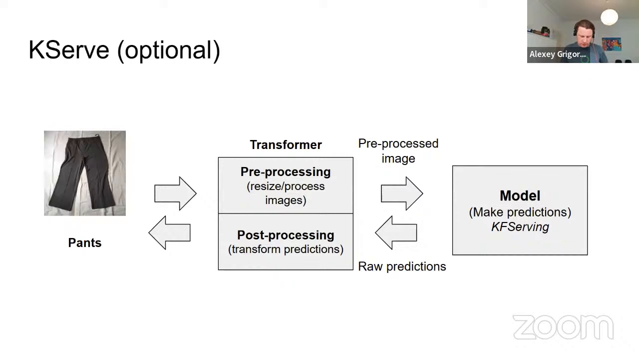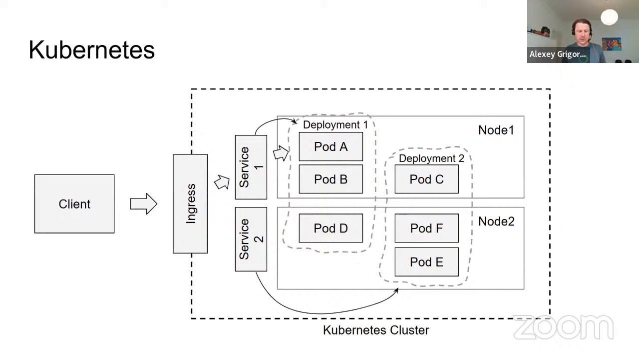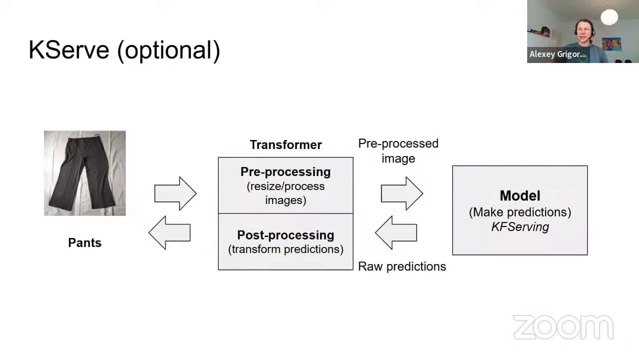And finally, and this is optional, there is a thing on top of Kubernetes that is called KServe. Kubernetes is a general purpose container orchestration framework, or I don't know how you call it. But there are things on top of Kubernetes that are created specifically for serving machine learning models, and KServe is one of them. So we will also see how to deploy this model using KServe. And this is an optional module because it's somewhat advanced.